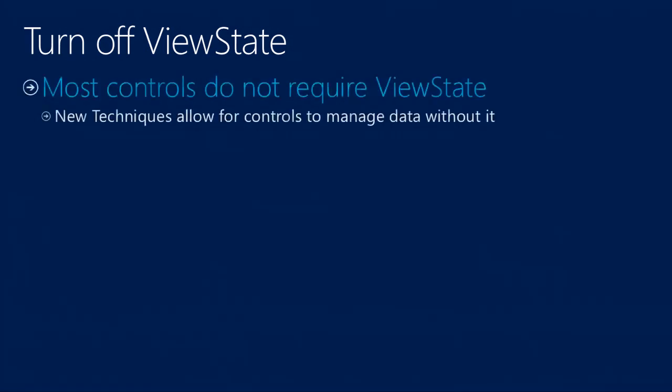First thing, if there's nothing else that you do when you leave here, turn off view state. Unless you have some reason, and it better be a really good one, turn it off. Don't put stuff into view state that you don't need, okay? Most controls now do not require view state, okay? There are new techniques that allow for controls to manage data without that. We're going to see a few of those in a little bit, but you don't need it, okay?